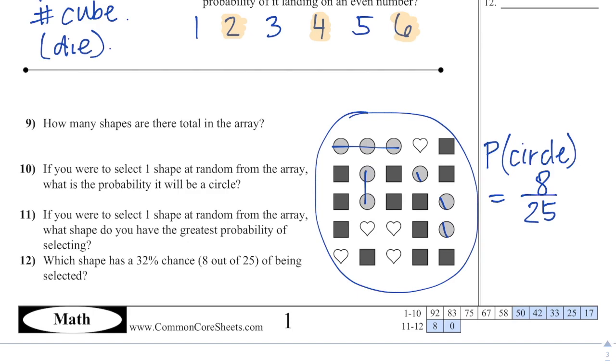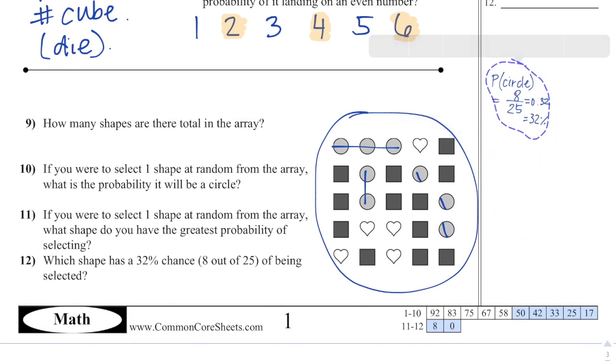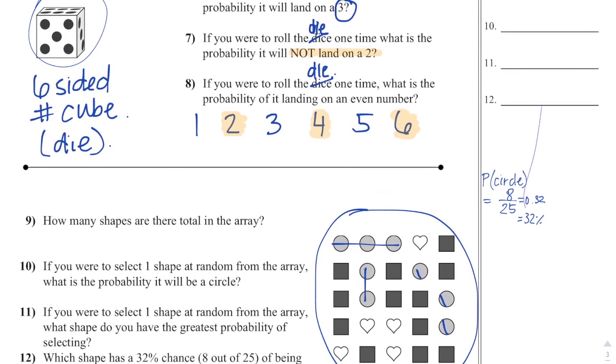So 8 over 25. Let's go ahead and convert that to a decimal. And we get 0.32 exactly. So that's exactly 32%. Okay, so let me rewrite that, 32%. So the answer to number 10 is right here. Maybe I can move it up higher to number 10. Here we go.